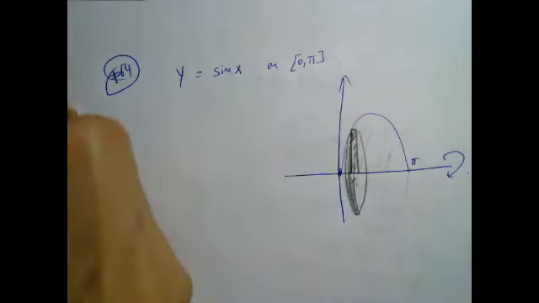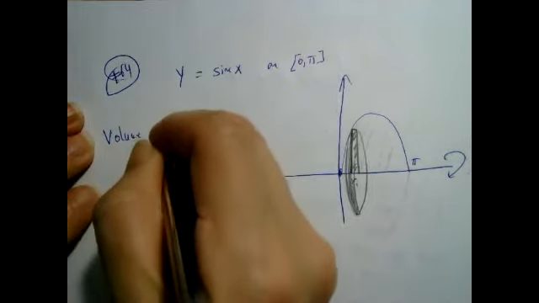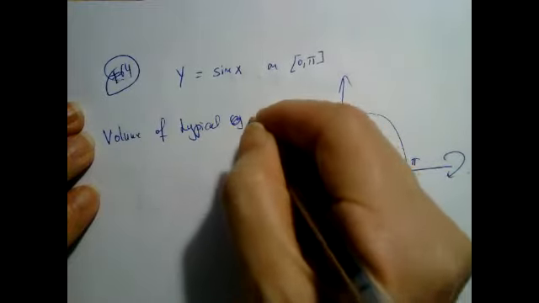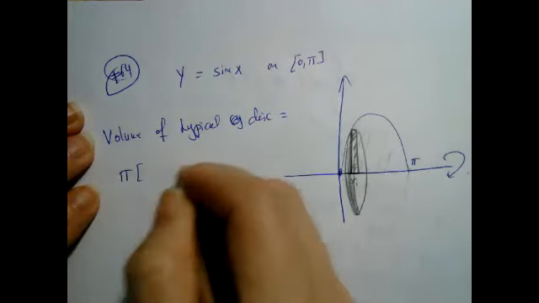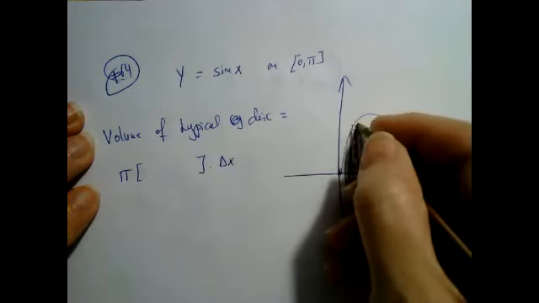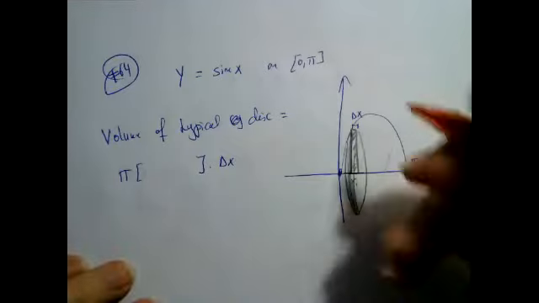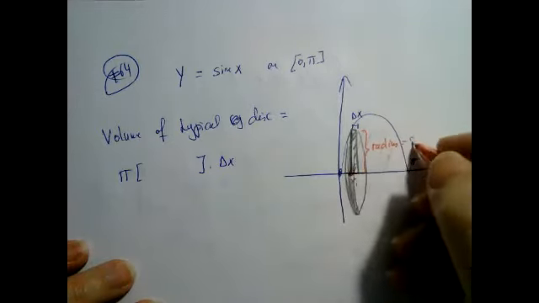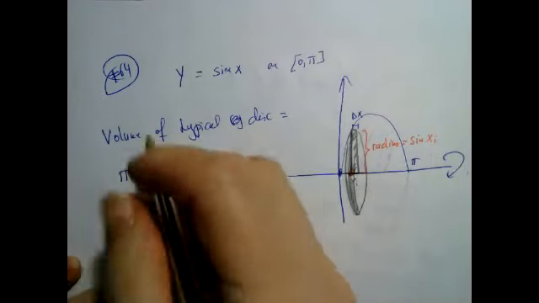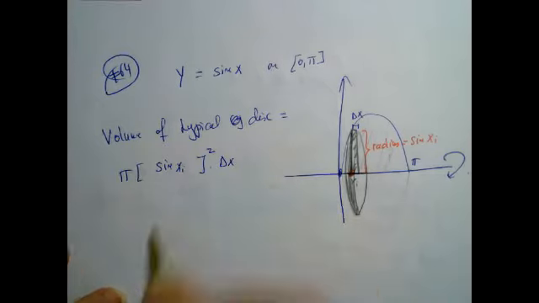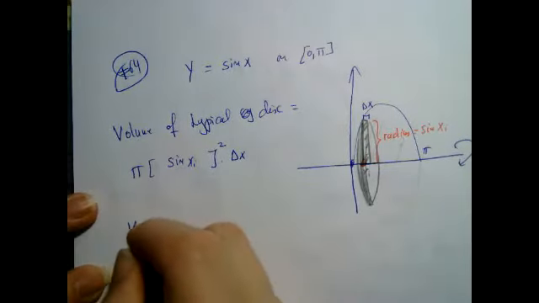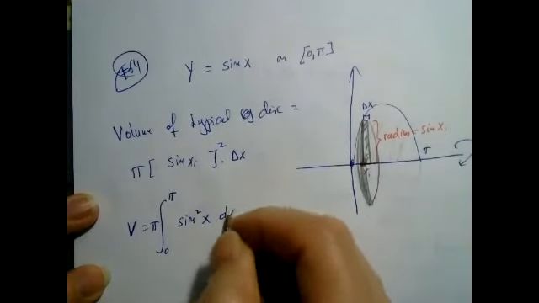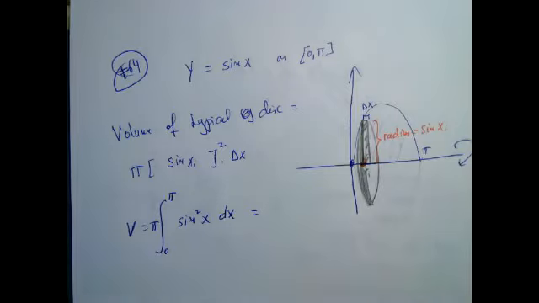So first, the volume of a typical cylinder. Because we're touching the x-axis, we're going to get a cylinder, or a disk if you want. It's going to be equal to pi times the radius squared times the delta x. This is my delta x, and from here to here, that's my radius. If this is xi, my radius is sine xi, squared. So the total volume is going to be the integral from 0 to pi of pi sine squared x dx.